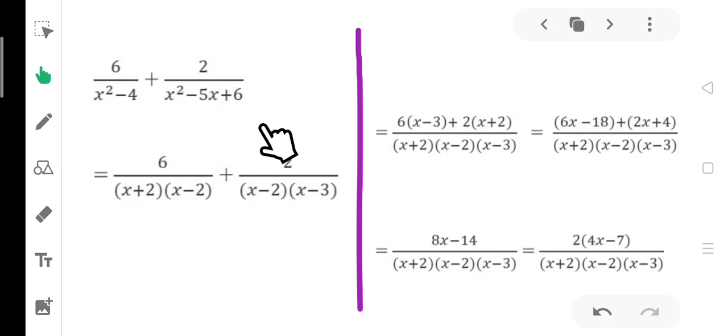Another one. We have 6 over x squared minus 4 plus 2 over x squared minus 5x plus 6. Now, again, we are going to factor first to find the LCD. So, factors of the denominator x squared minus 4, since this is a difference of 2 squares, we have x plus 2 and x minus 2. Just copy the numerator 6 and the numerator 2 for the other rational expression.